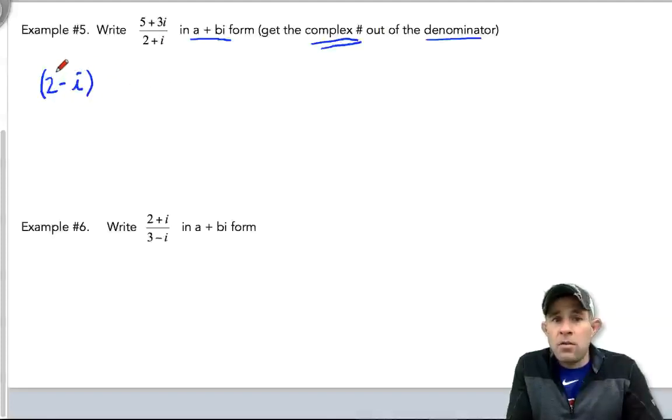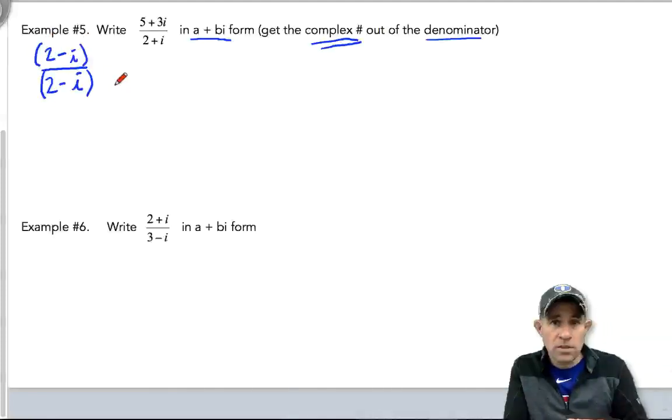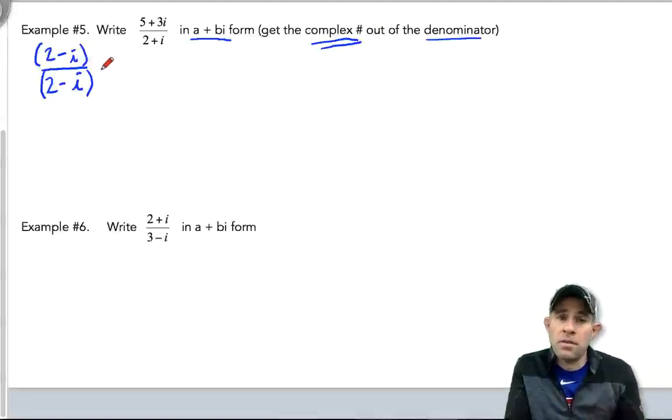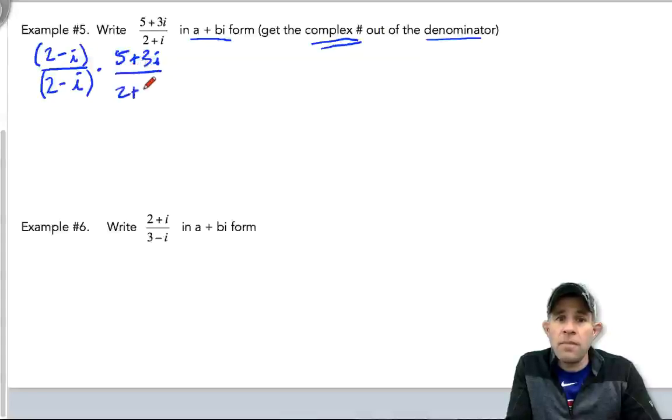Now, in order to get that out, we're going to multiply both the top and the bottom of this fraction by that complex conjugate, because in order to keep it equivalent fractions, you have to multiply the top and the bottom by the same thing. So here we go. We have 5 plus 3i divided by 2 plus i. And we are now going to multiply straight across. Now, when we multiply straight across, again, we're going to do that distribution property.